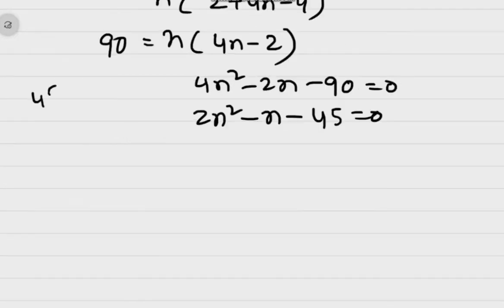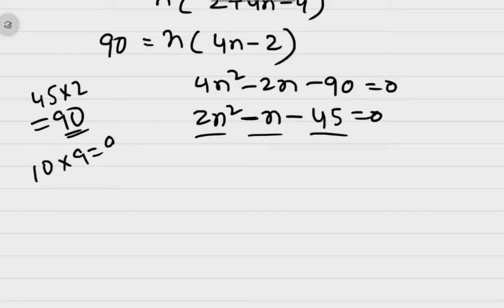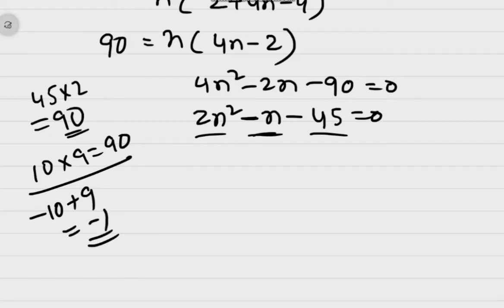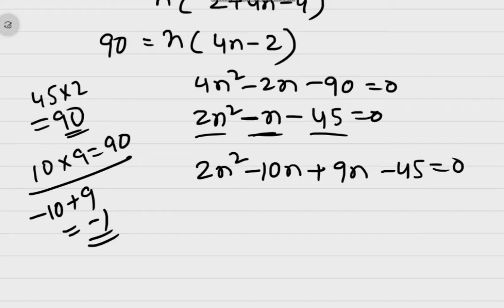Now 45 multiplied by 2 is equal to 90. And we have to solve this quadratic equation. The middle term should be minus n. So 10 9s are 90, children. You can see from here, minus 10 plus 9 will give you minus 1. So see, minus 1 middle term is coming. So this will be written as 2n square minus 10n plus 9n minus 45 equal to 0. I have just split this minus n as minus 10n plus 9n.